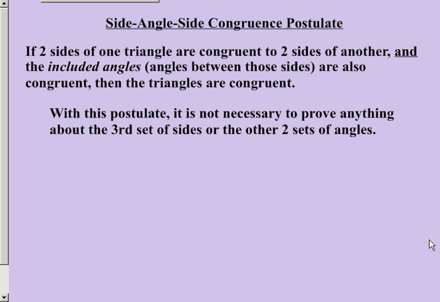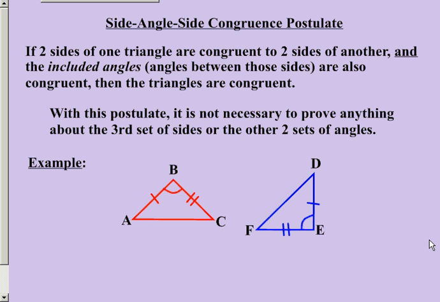Okay, so obviously there is one set of sides that has not been mentioned by this postulate and two sets of angles that have not been mentioned by this postulate. So obviously we would be looking at, in this case, triangles where we have a good bit of side information and some angle information, but possibly not all of the information to satisfy the definition without using one of the shortcuts. So with this postulate, it is not necessary to prove anything about the third set of sides or the other two sets of angles.